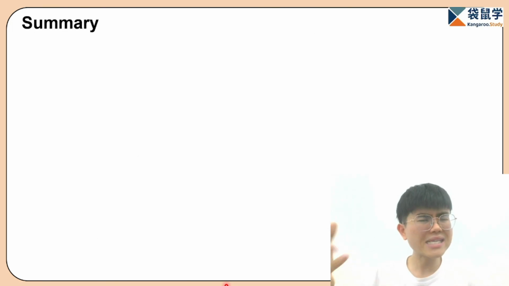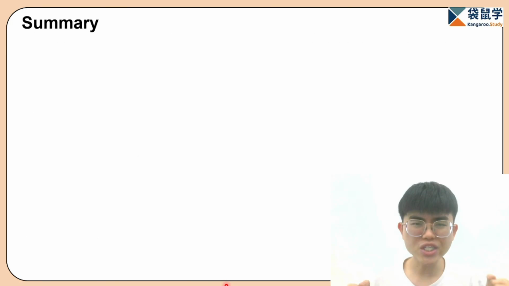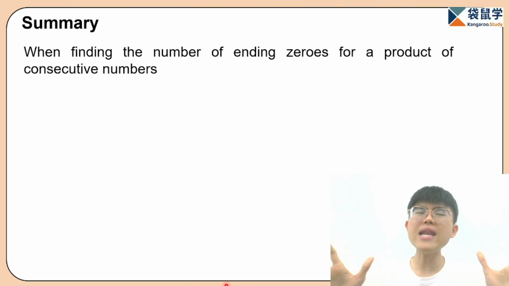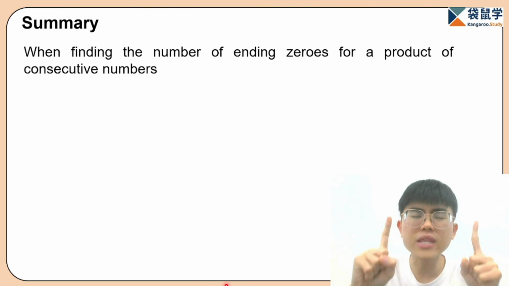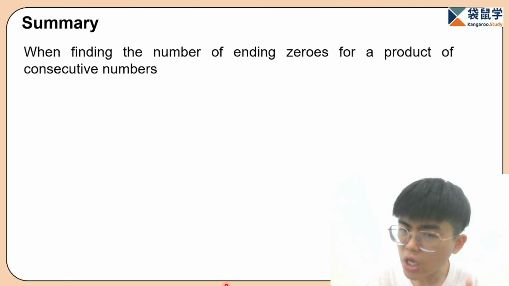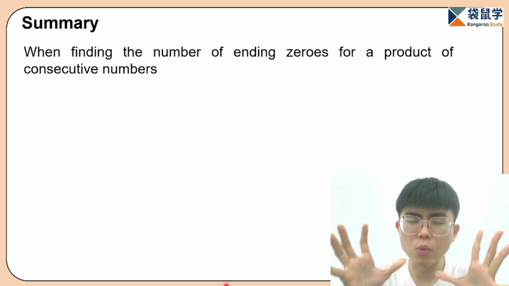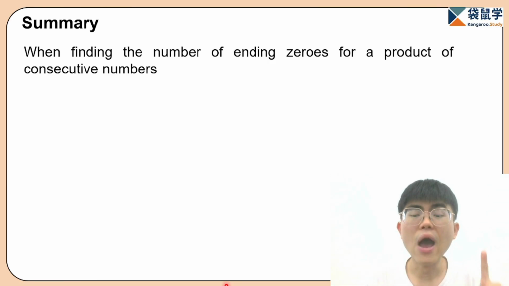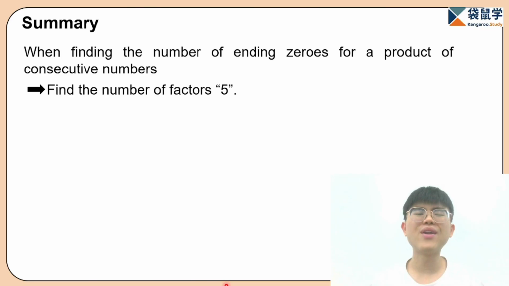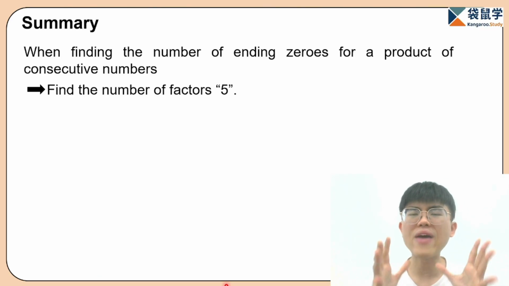So everyone, now let's summarize what we have learned from this question. We say that when we are finding the number of ending 0 for a product of consecutive numbers, what is something that we have to look into? We just have to find the number of factor 5. And then it will decide how many ending 0 there are.